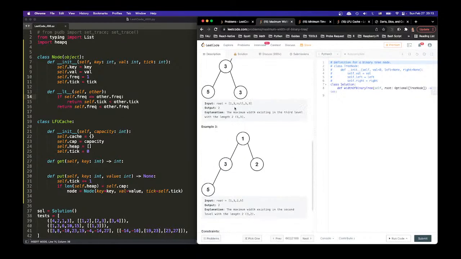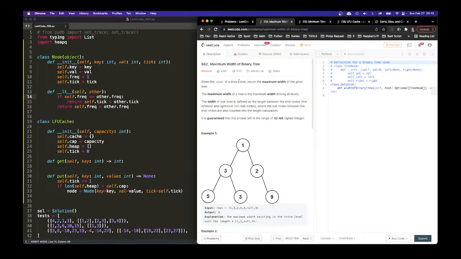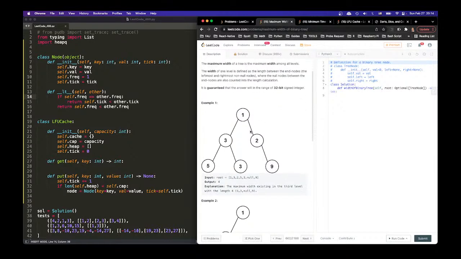Okay, so maximum width. Given the root, return the maximum width among all levels. The width of one level is defined as the length between the end nodes, the leftmost and the rightmost non-null nodes, where the null nodes between the end nodes are also counted into the length. Oh, that's what is tricky. The answer is, okay, so it's 1, 2, 3, 4. Got it.